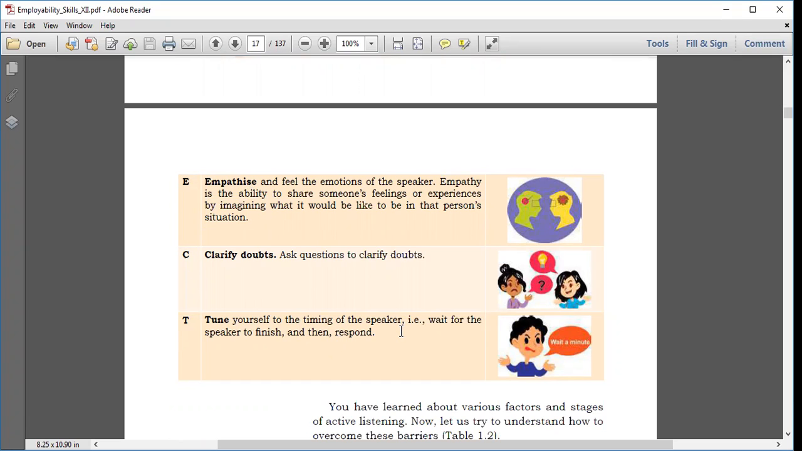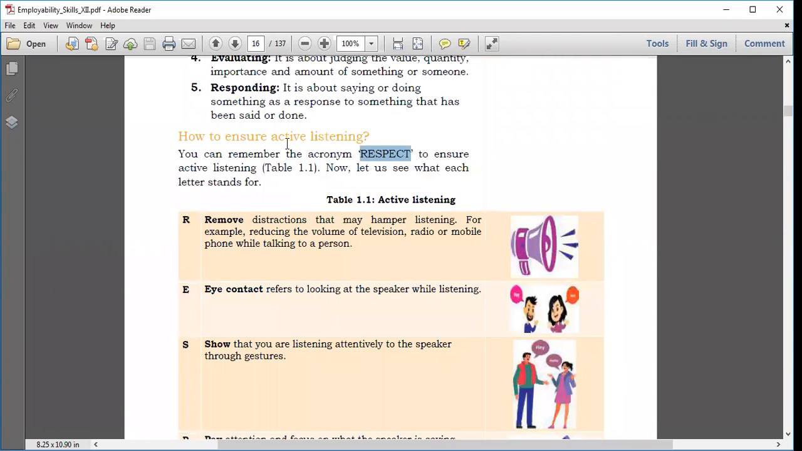So you should not say, okay, bhai, wait a minute, I want to do this and that, right? So always wait for the speaker to finish and then respond. So this RESPECT is the way to give active listening.